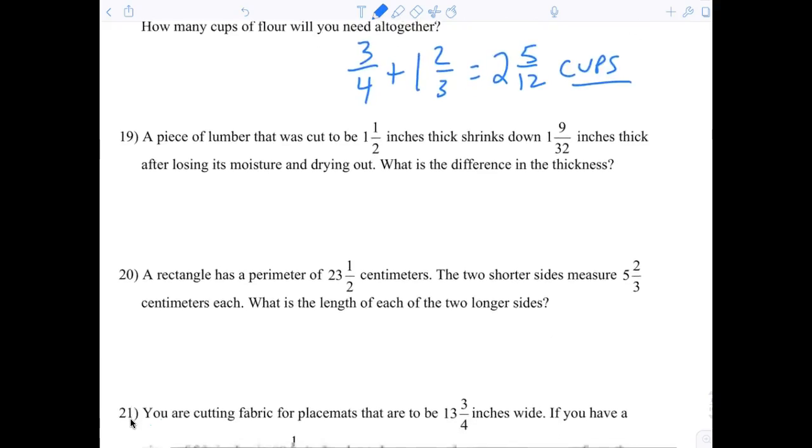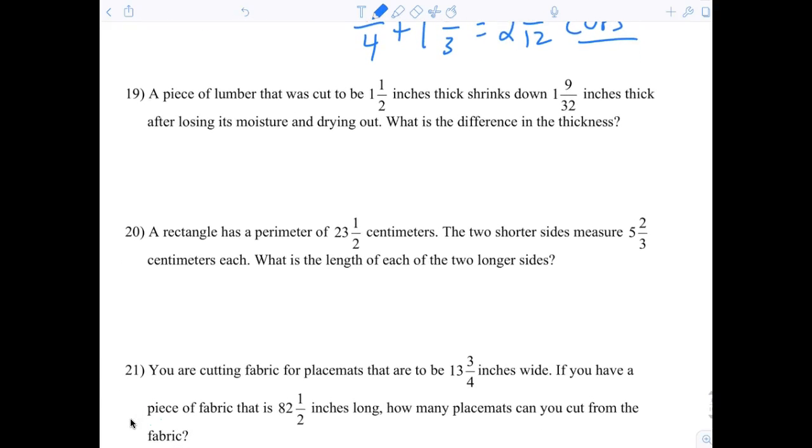All right, I'm pretty happy with today's. Let's everybody take a look at 19. It says a piece of lumber that was cut to 1 1/2 inches thick shrinks down to 1 9/32 of an inch after losing its moisture and drying out. What is the difference? What am I doing, Carmen? Subtracting. Now everybody should be writing 1 1/2 minus 1 9/32. Yeah, I got 7 over 32. 7 over 32 what? Inches. Thank you. Because we're measuring in inches.